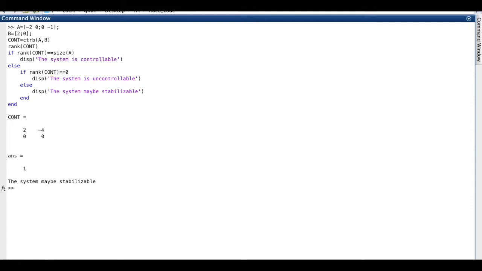Here we define our A and B, then compute ctrb of A and B and find the rank of this matrix, which is 1, less than 2. The matrix is not full rank, so the system is not controllable. This system can still be stabilizable if the eigenvalues which are not controllable are stable.